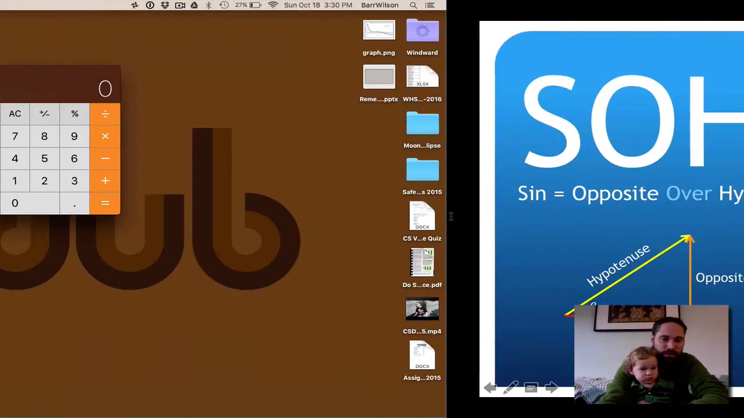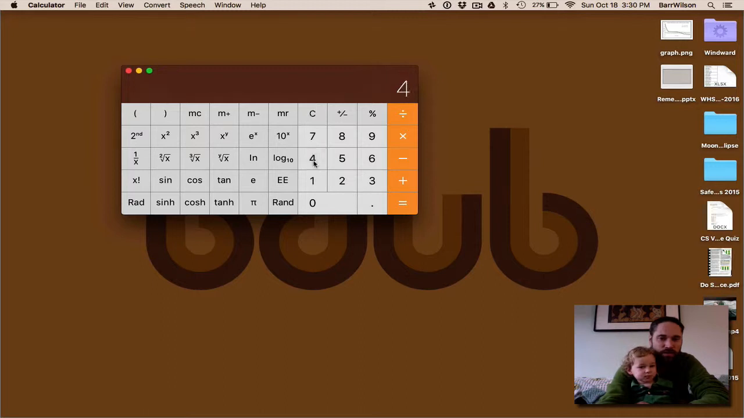Or cosine of 45. So if I'm over here and I say, hey, I've got 45, I'm going to hit sine and it's going to pop me out an amount.